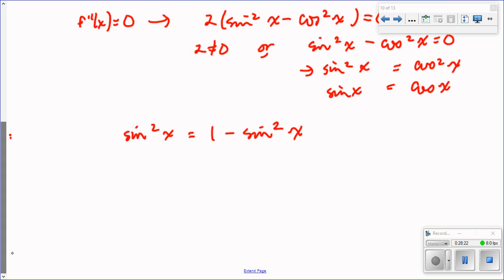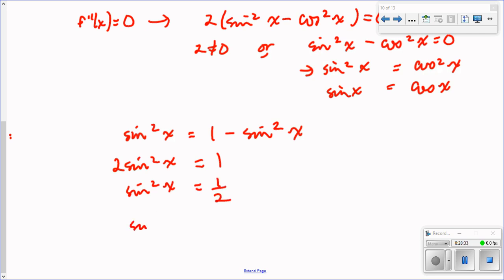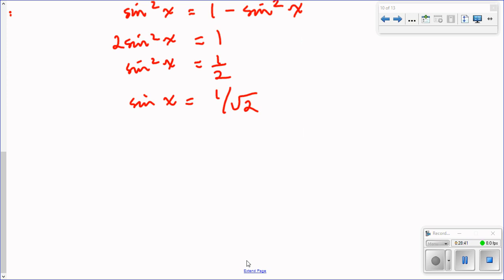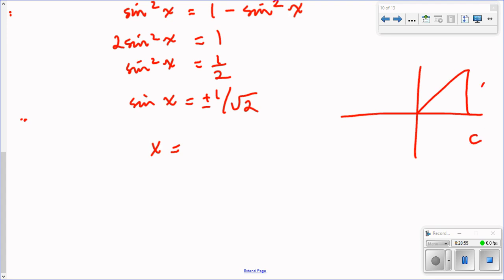So now I can isolate and start to solve for x. Okay, and take the square root of both sides. So I've got, when I have sine x equal negative, or sorry, 1 over the square root of 2, plus or minus 1 over the square root of 2, I know x according to my CAST rule would fall into these two intervals.